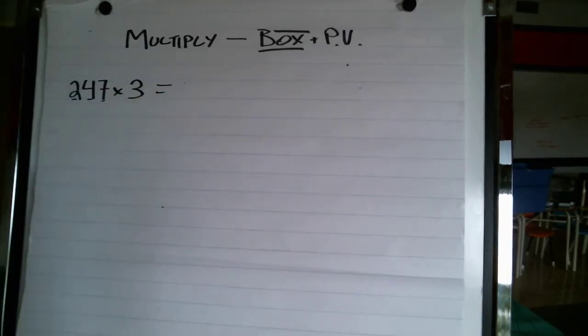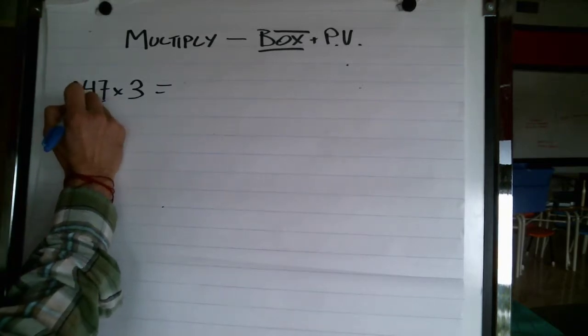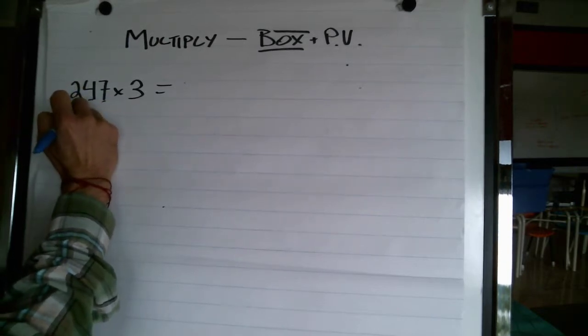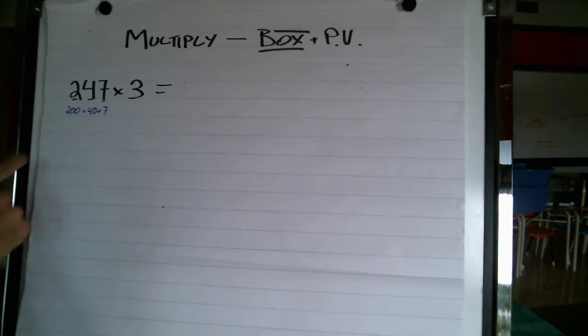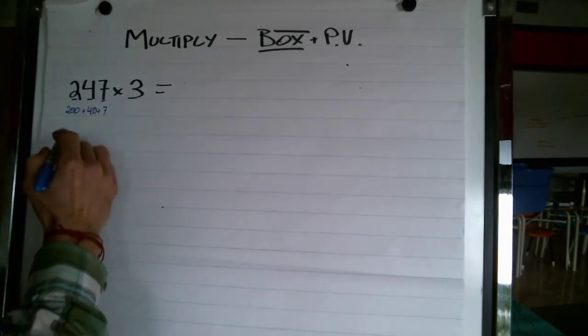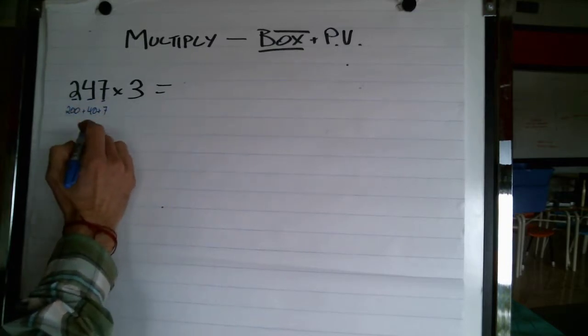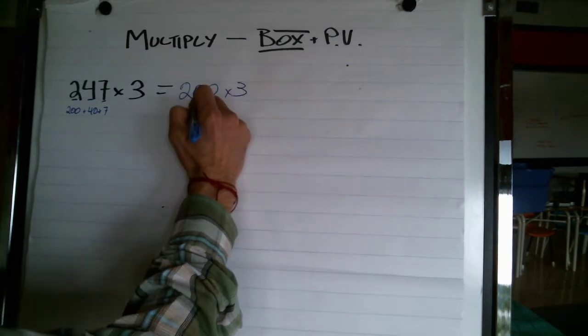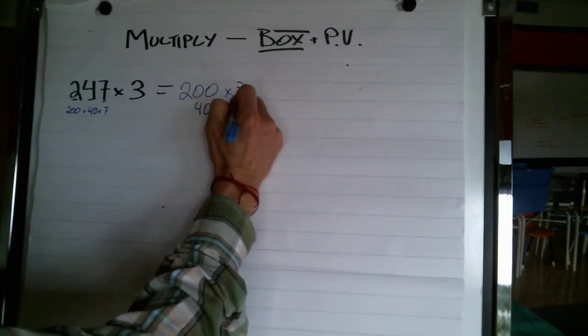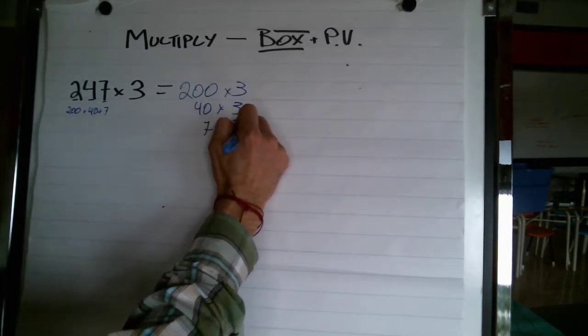So when we only have one multiplicand, one number we're multiplying by, we're going to do it this way. We're going to write down what this number is in place value. So 200 plus 40 plus 7 with the zeros. This is going to seem like a redundant step, but please do it. Over here, we're now going to take these 3 numbers: 200 times 3, 40 times 3 and 7 times 3.